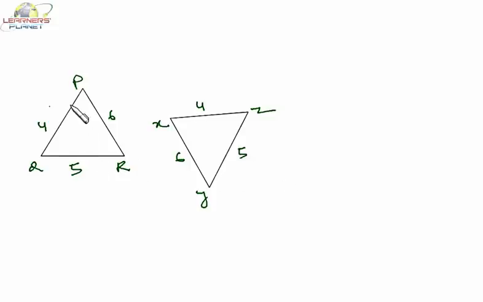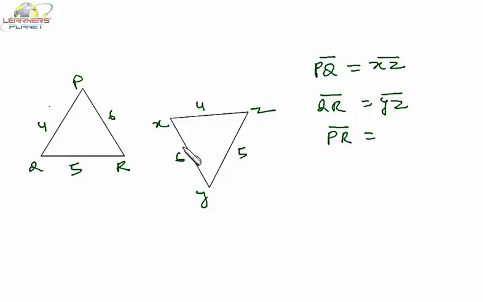Now here we see two triangles PQR and XYZ. The length of PQ is 4 centimeter and here we can see the length of XZ is also 4 centimeter. Okay, so PQ is equal to XZ. Similarly, the length of QR is 5 centimeter and the length of YZ is also 5 centimeter. So line segment QR is equal to line segment YZ. Similarly, the length of PR is 6 centimeter and the length of XY is also 6 centimeter. So line segment PR is equal to line segment XY.